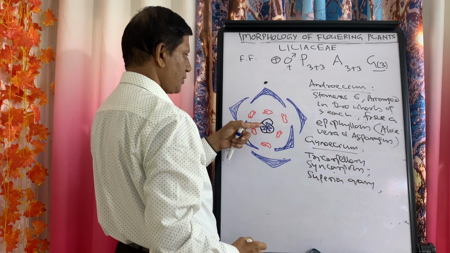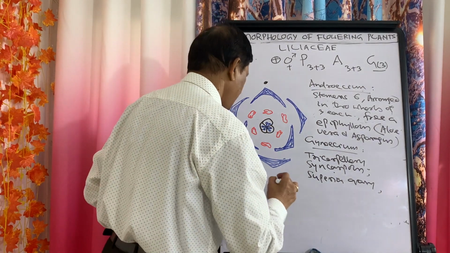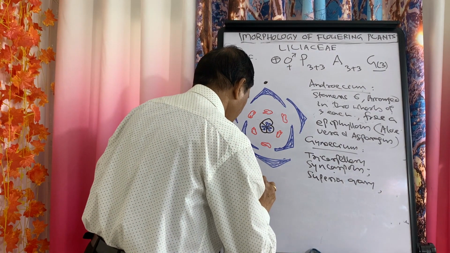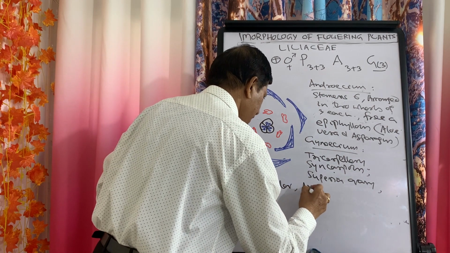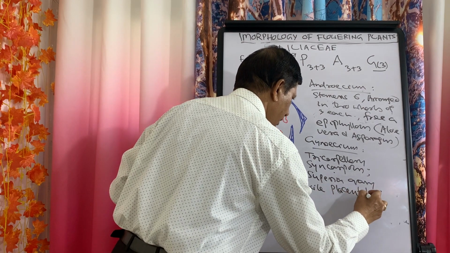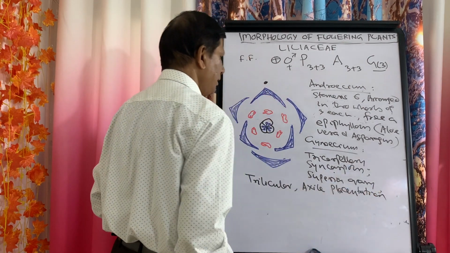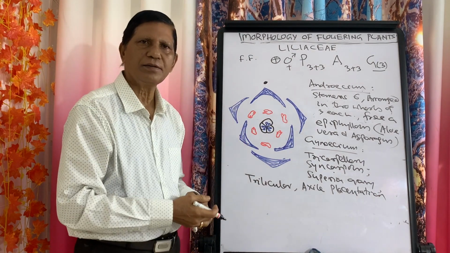Then you come to this. It is trilocular and axile placentation. So it is trilocular, axile placentation. So all the characters now we are able to write.